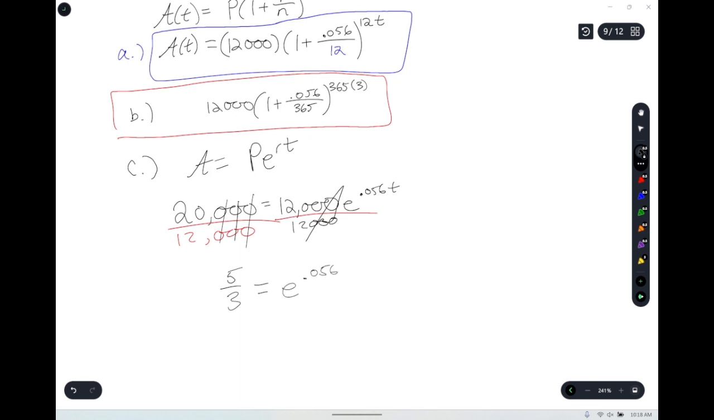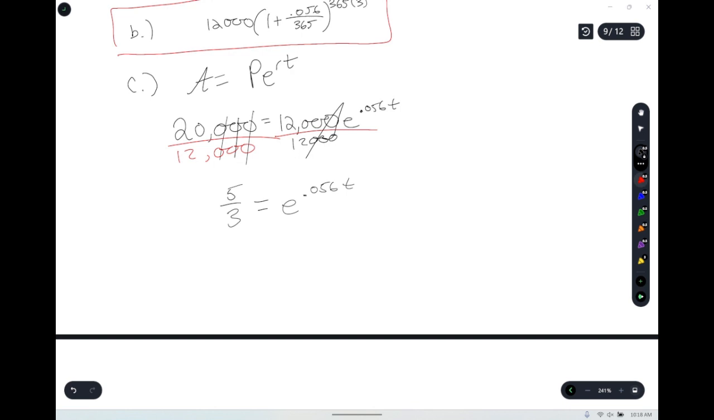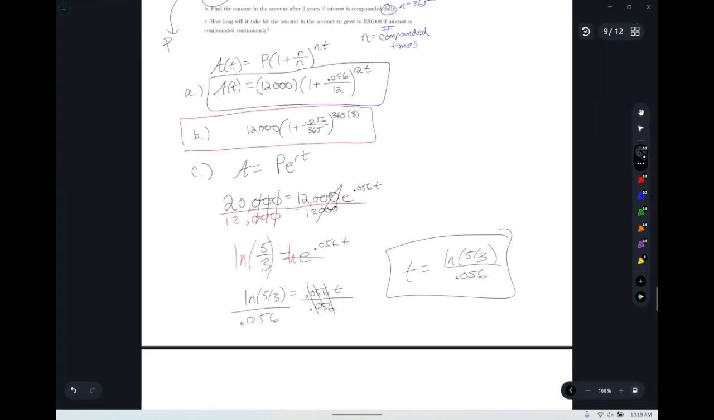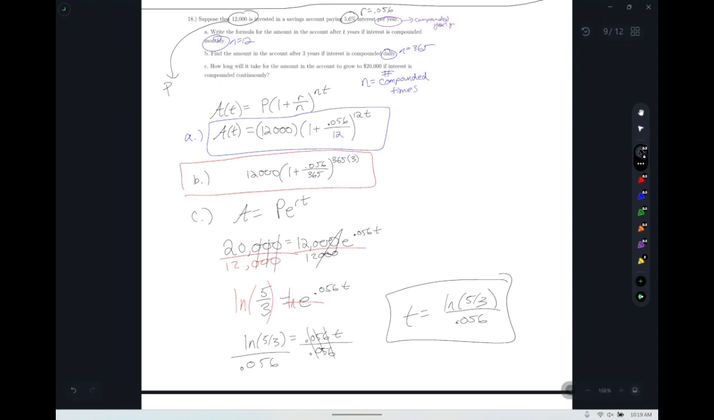e to the 0.056 t. How do you get rid of that e? ln on both sides. You're left with ln of 5/3 equals 0.056 t. How do you get rid of that 0.056? You just divide it. This is how long it would take you to do what it was trying to do. If you type it in a calculator, you'll get it. It will be in the calculator section, I promise.